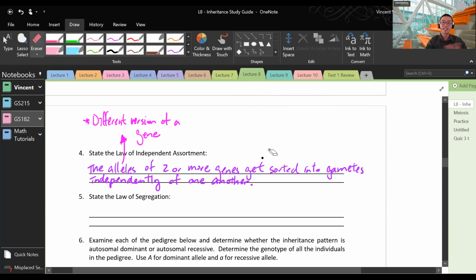In any case, what does that have to do with what we are talking about? Well, we are talking about independent assortment. So let's say, yeah, you can do IVF. I think with IVF you have some control.